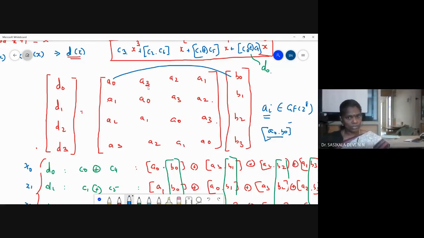To compute this first element alone, the first coefficient, it requires a maximum of 4 multiplications and 4 divisions. If the degree exceeds 7, you have to do reduction. So it is a highly time consuming operation. You need some shortcut for this. Here we need a shortcut for multiplication over GF of 2 power 8 polynomials.